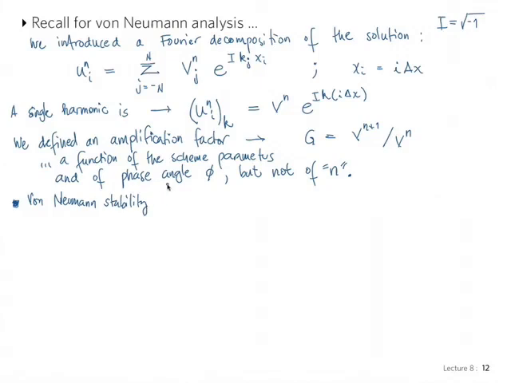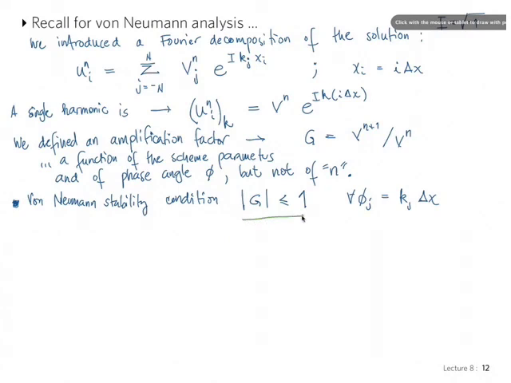in terms of this amplification factor, which is a condition on G that says that the modes must not grow, so the magnitude of G has to be less than or equal to 1 for all phase angles, where the phase angle is equal to k_j times delta x. So the amplitude of any harmonic may not grow indefinitely in time is what our von Neumann stability condition implies.